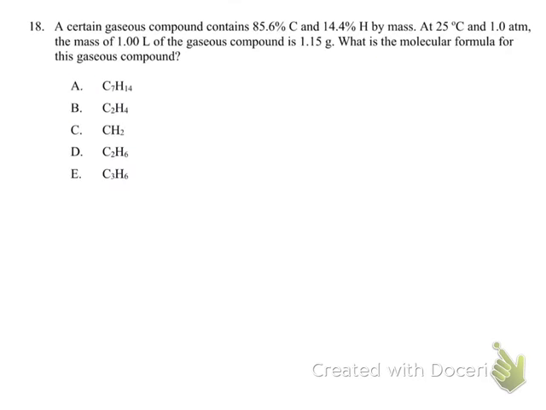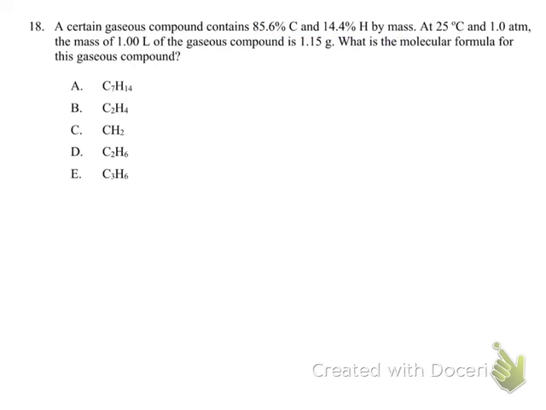Ooh, this one's a good one. So this one involves a few different concepts. First of all, we need to do a mass analysis to come up with the empirical formula. Then we're going to need to use some gas law action to figure out the actual molecular formula. So first, let's figure out the empirical formula using this relationship up here. It's 85.6% carbon and 14.4% hydrogen by mass.